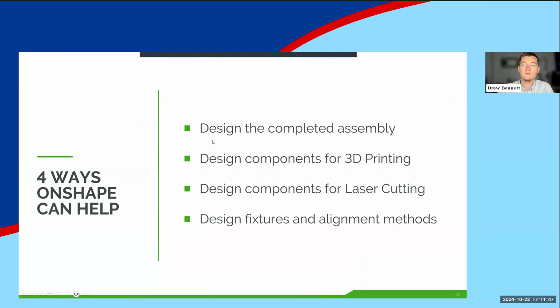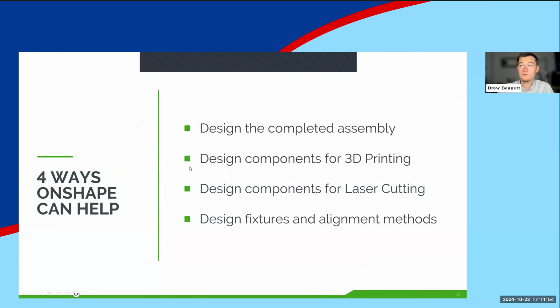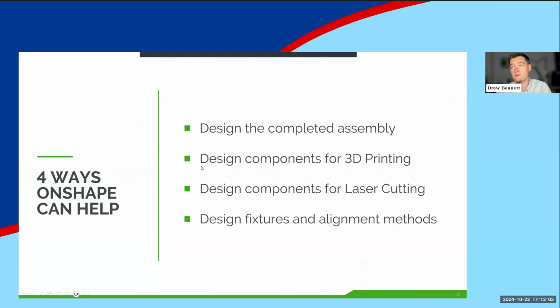So of course, you can use OnShape to design your completed assembly. If you want to get all the details covered in OnShape, you can do that. You can also design specific components for 3D printing. If your team has access to a 3D printer, this is a great way to make custom parts that you can then export, set up, and 3D print. Likewise, if your team has access to a laser cutter, OnShape is a great way to make parts for your laser cutter. It's very simple to design whatever you've got, export it, send it to your laser cutter, and just like that, you've got your custom components.